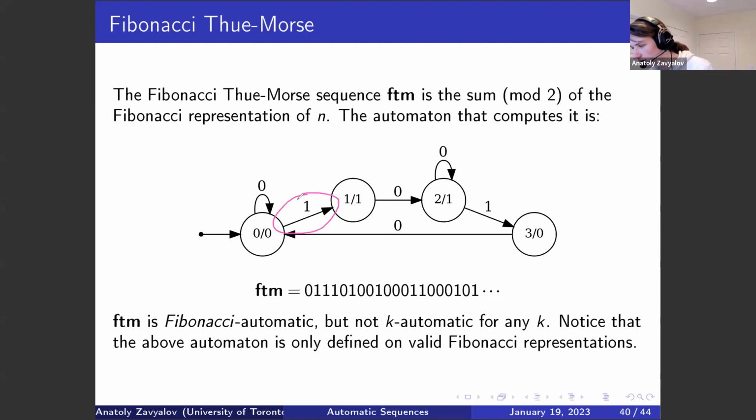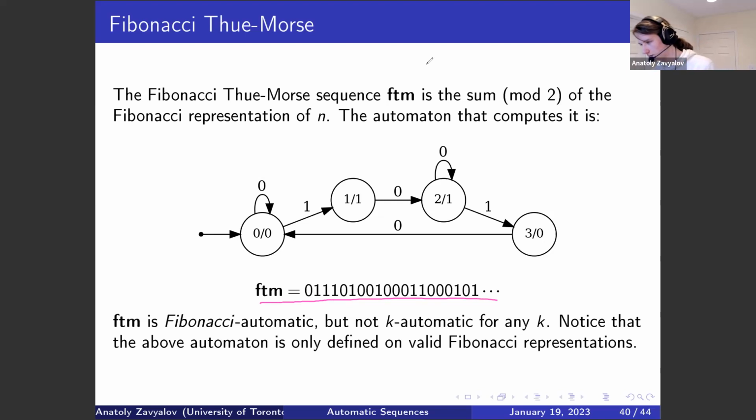So whenever we read a 1, the next state can't read a 1, because if it did, it's not defined on consecutive ones. So we can only read a 0 here, and we can read however many zeros we want. Consecutive zeros are fine. But if we read a 1, the only thing we can read after is a 0. And if we do this for every number in its Fibonacci representation, we get this Fibonacci Thue-Morse sequence that looks like this.